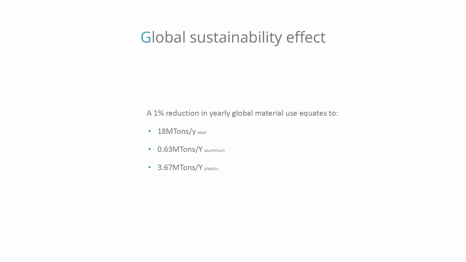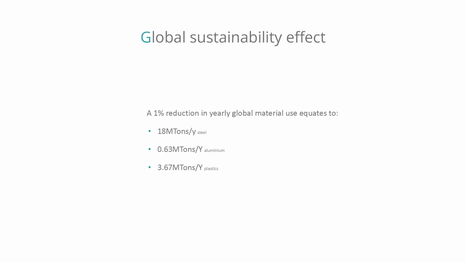1% is 18 million tons of steel, 0.63 million tons of aluminium, or 3.67 million tons of plastic. Mind-blowing. So just imagine what could happen if we think big.